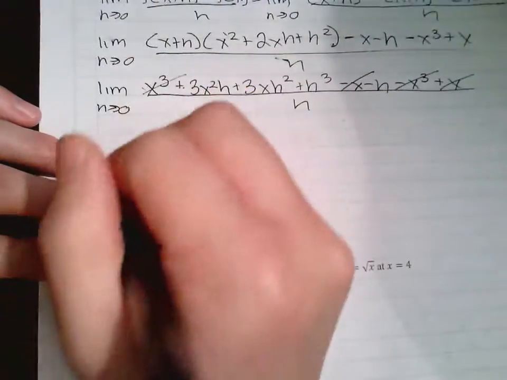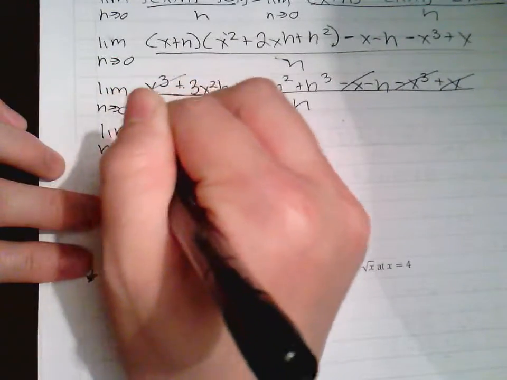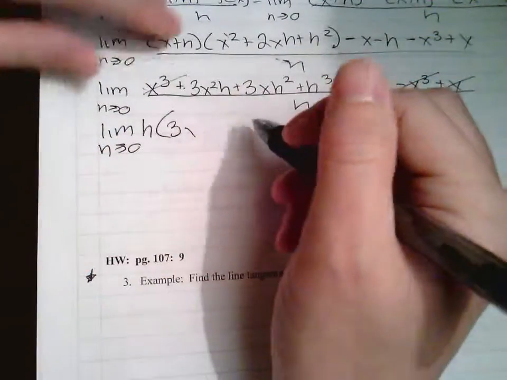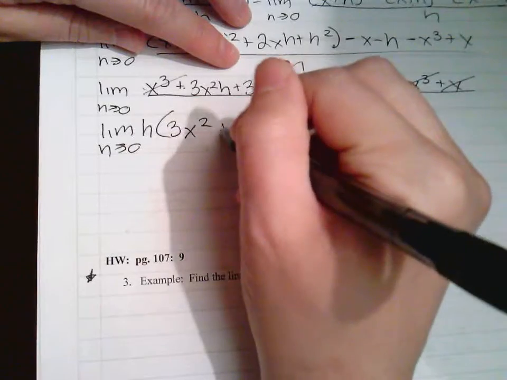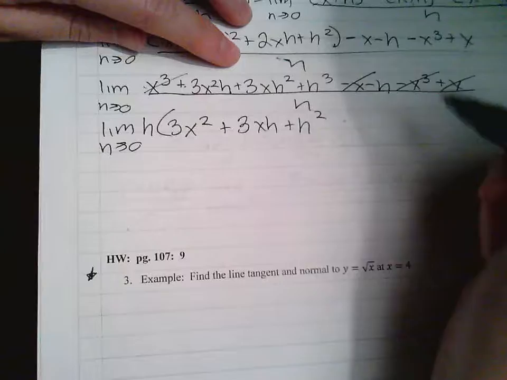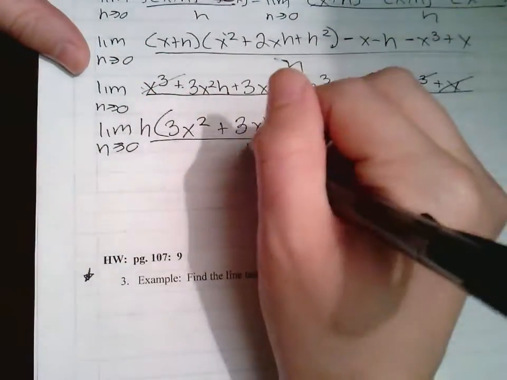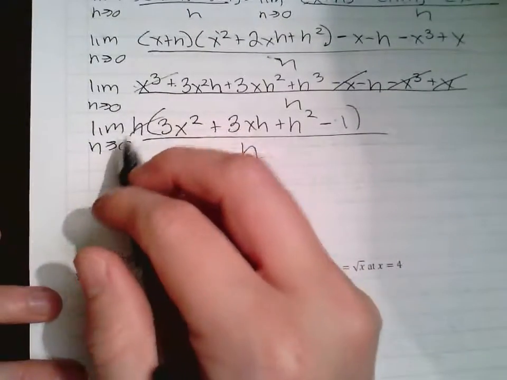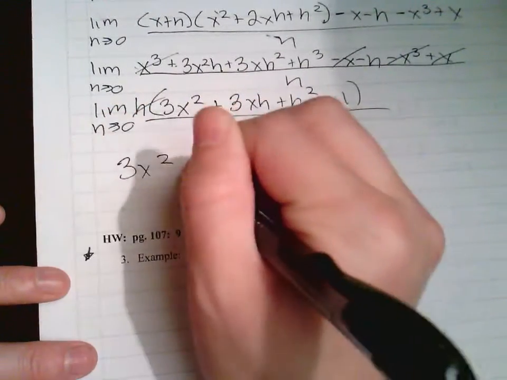So you can go ahead and factor out h if you want to. So you're going to have the limit as h approaches 0 of 3x, well, I'm going to go ahead and factor out the h. 3x squared plus 3xh plus h squared minus 1. Okay, cancel out the h. You can go ahead and substitute in 0 for h. So you're going to have 3x squared minus 1 as the derivative.